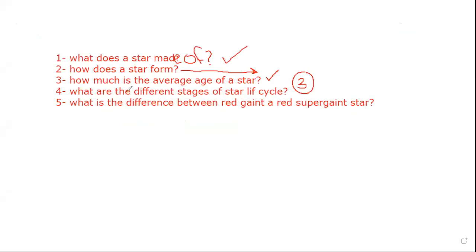Here, who can answer now? What are the different stages of the life cycle? We said that after the nuclear fusion starts, we have the first stage, which we call what? Yes, Uta? Main sequence star. Yes, good. So here we have the first one, which is a main sequence star.